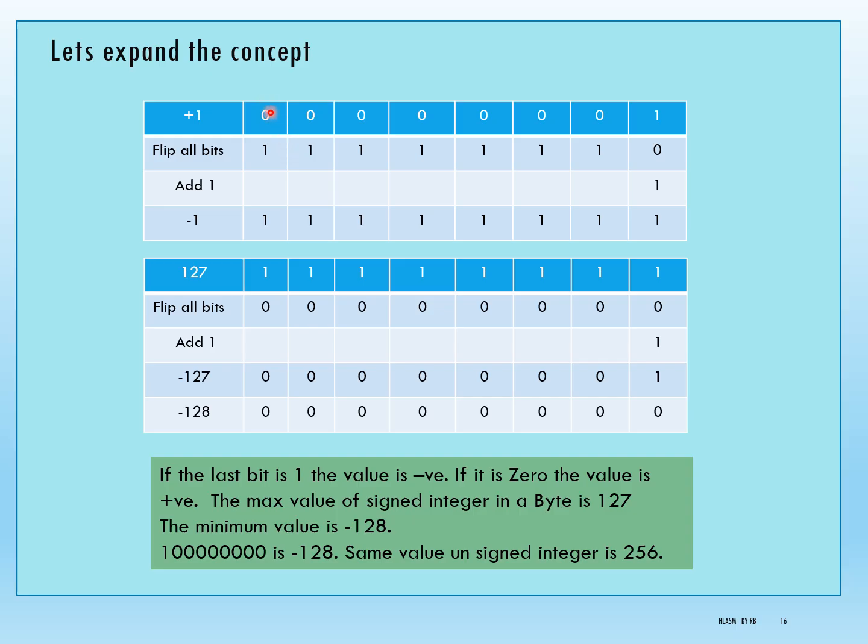If the leftmost bit is 0, it is positive, and if it is 1, it is negative. And most of the instructions like L and A and whatever we use, they all assume that the integer coming in is a signed integer.